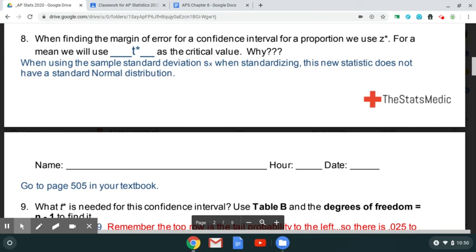Draw a simple random sample of size n from a large population that has a normal distribution with mean mu and standard deviation sigma. The statistic t equals x bar minus mu divided by the standard deviation of x divided by the square root of n is not going to follow a normal distribution. It's going to follow what's called a t distribution.